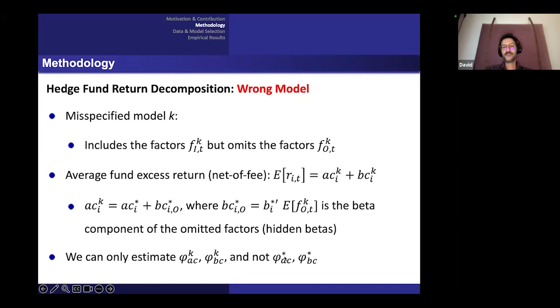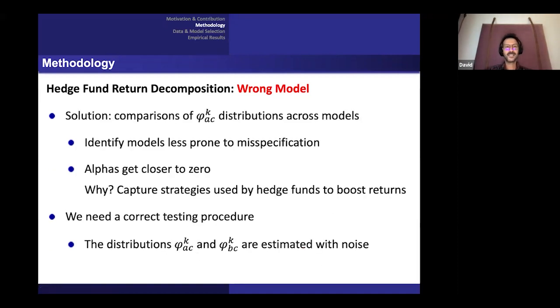And you cannot estimate directly the phi star for the alpha component and the beta component. You can only estimate the phi alpha component and phi beta component under model K, right? But still what we propose here is that we will take a set of wrong models. For each of these models, we will get a distribution phi K, and we will try to identify models that are less prone to misspecification by comparing the phi K distribution for the various K. And here the idea is that models that are less misspecified, so models for which the factors are relevant, should capture the omitted beta component that actually inflates the alpha. And as a result, the alpha distribution should go left, towards closer to zero. Right, because actually here you are capturing strategies that are used by hedge funds to boost their returns.